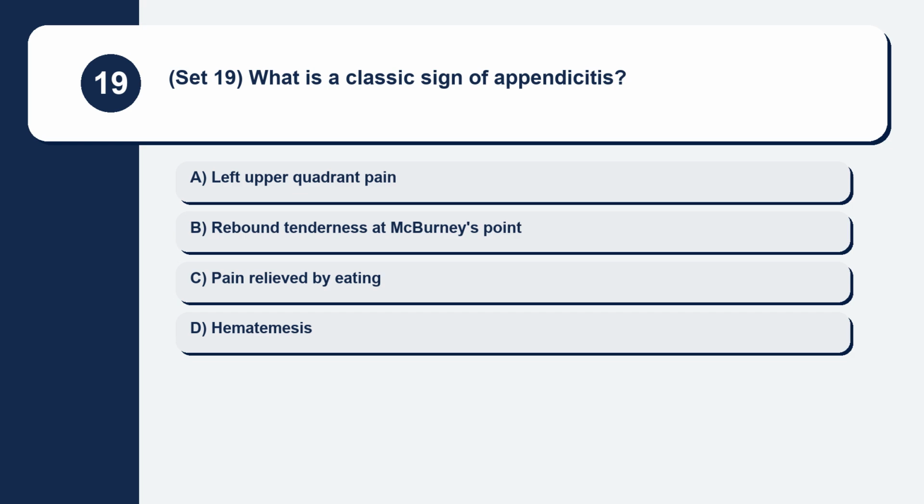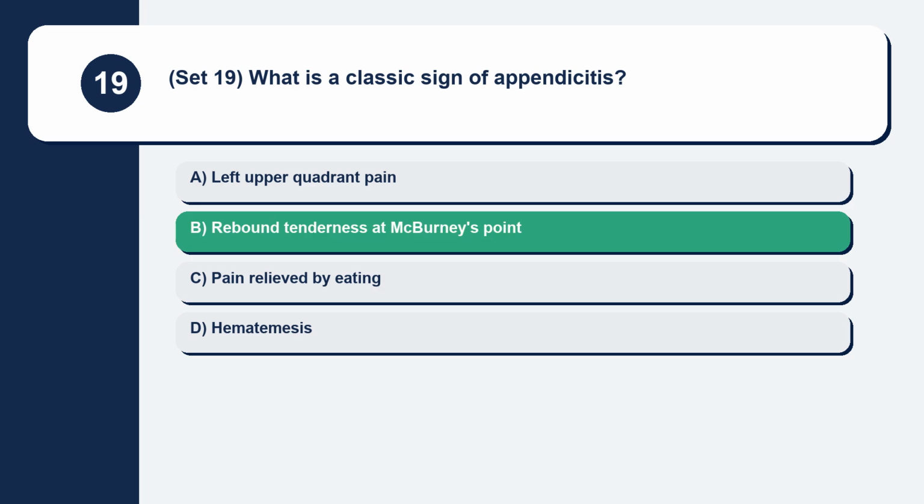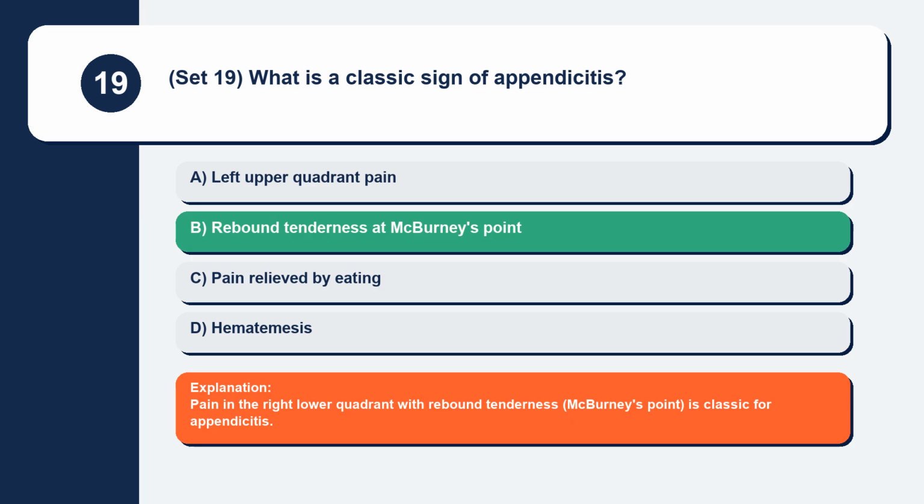Question 19. Set 19. What is a classic sign of appendicitis? Left upper quadrant pain, rebound tenderness at McBurney's point, pain relieved by eating, hematemesis. Pain in the right lower quadrant with rebound tenderness, McBurney's point, is classic for appendicitis.